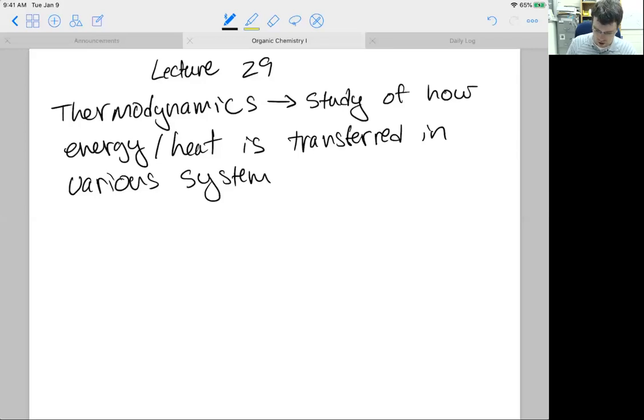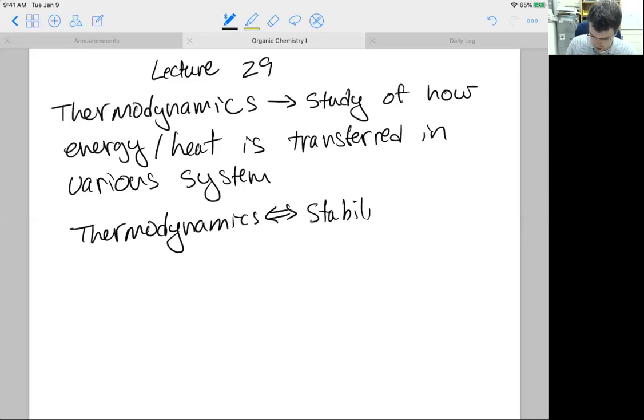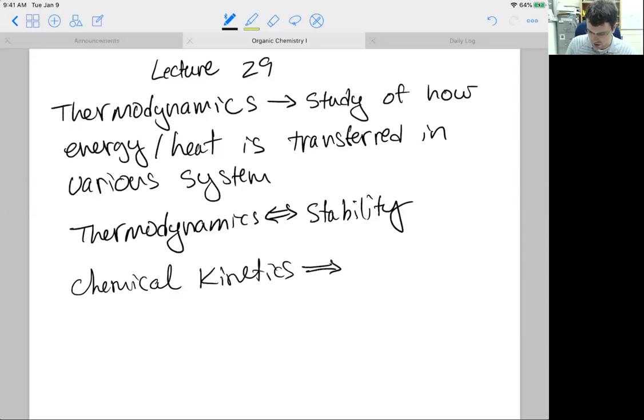Okay, so thermodynamics deals with stability. When we're talking about the word thermodynamics, I want the idea of stability to come to mind. There's a separate field called chemical kinetics that we'll talk about a few lectures from now. Chemical kinetics is certainly related, but it's different enough. With chemical kinetics, I want you to think about speed.